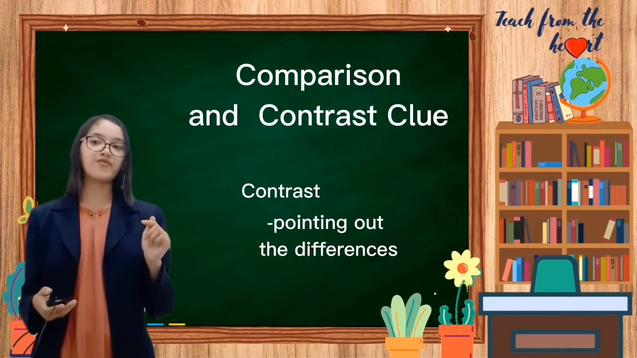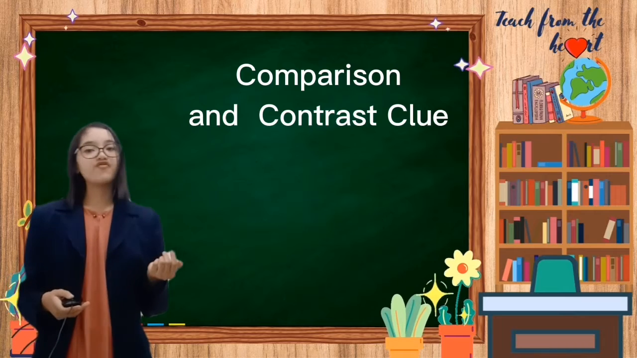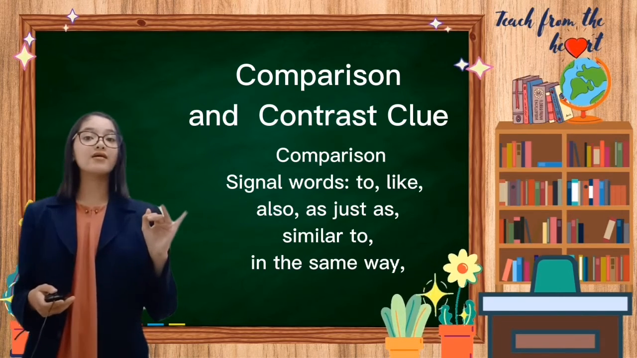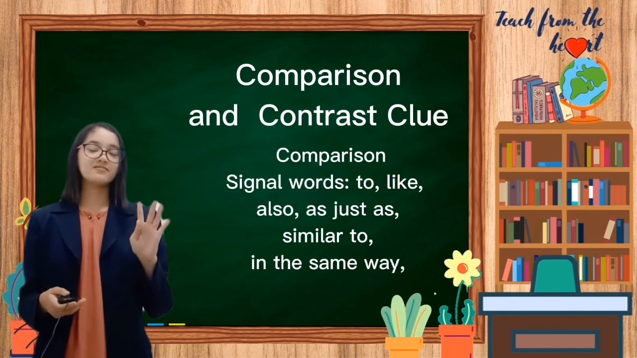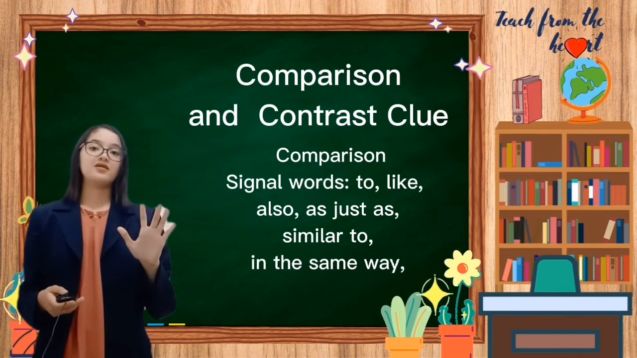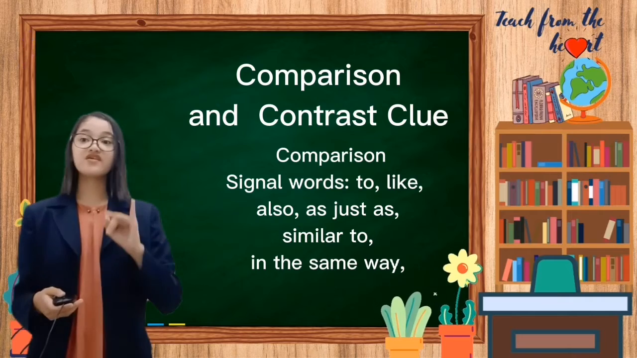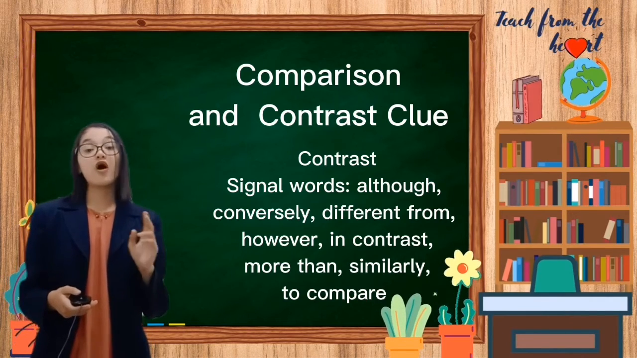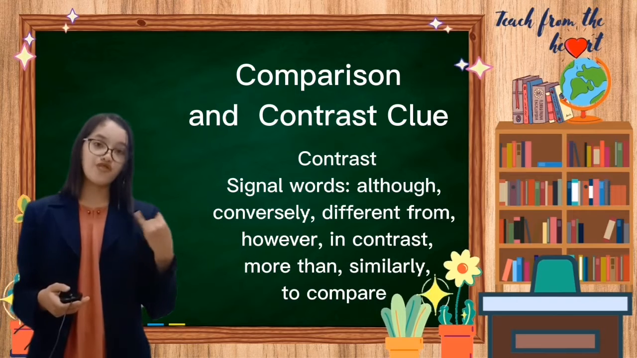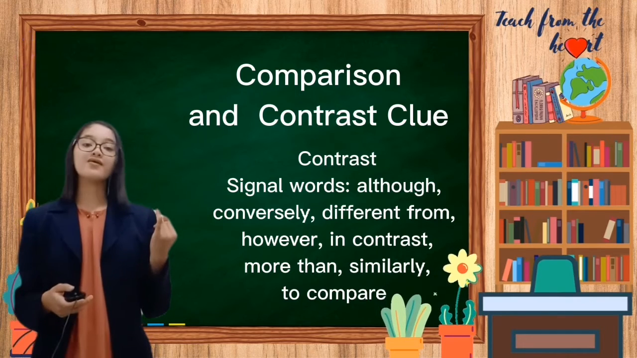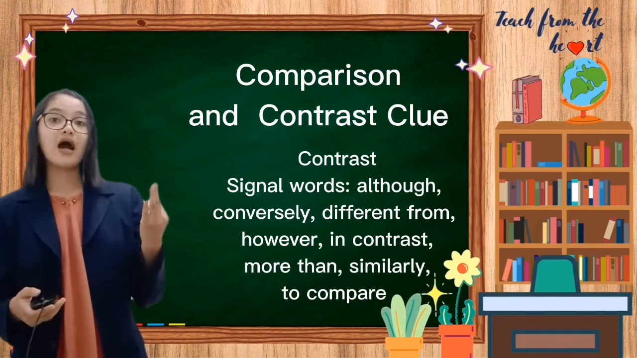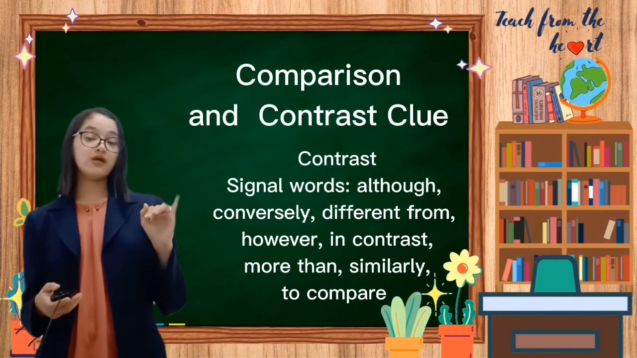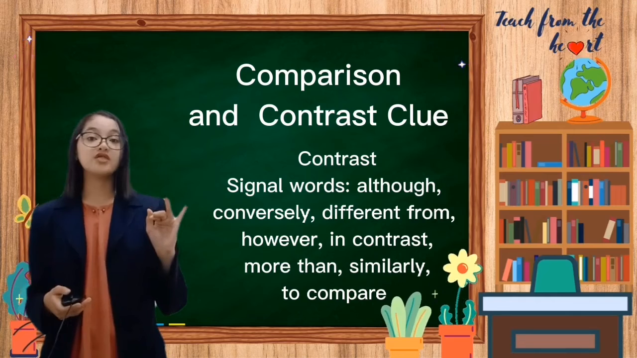Pointing out the differences. Signal words for comparison clues include to, like, also, as, just as, similar to, in the same way, and many more. Signal words for contrast clues include although, conversely, different from, however, in contrast, more than, similarly, and to compare.